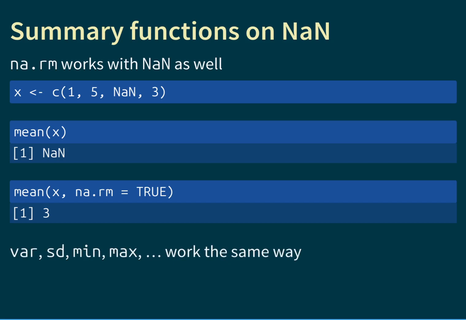The same is true for all the other functions as before. So the na.rm argument, which all these other functions like variance and standard deviation and minimum and maximum and median and etc. also have, will also remove the NaN values and not just the NA values.